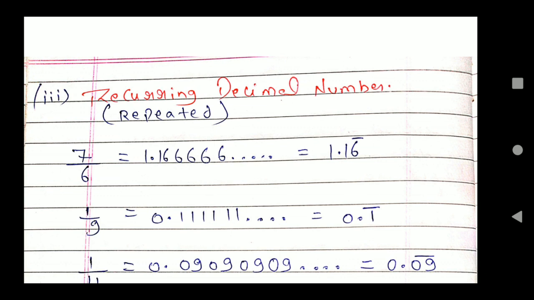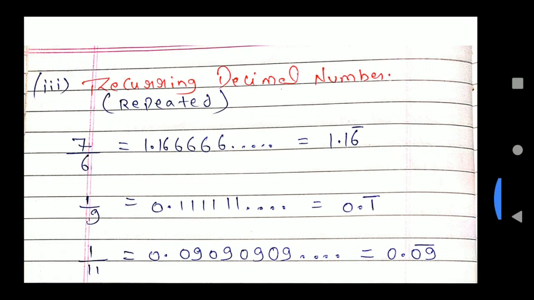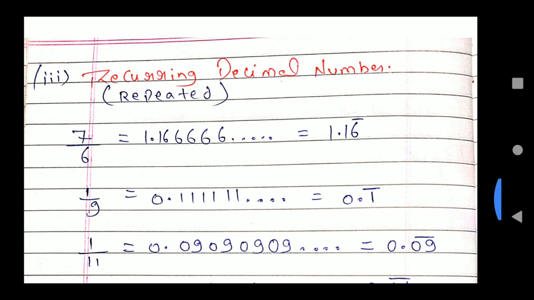Same thing you have to do. See the second example, 1 upon 9. If we divide 1 upon 9, what do we get? 0.1111 dot, which means 1 will go on to the end also. So if we stop at 1, what do we make here? 0.1 with a bar over the 1.